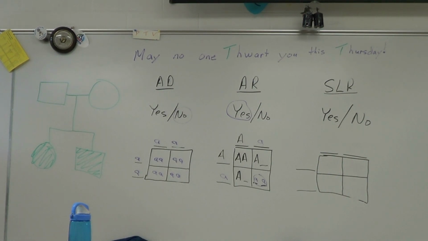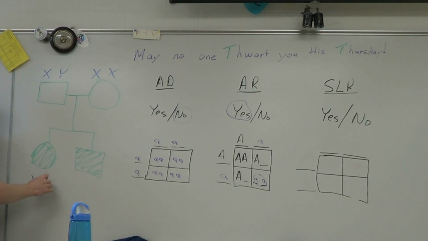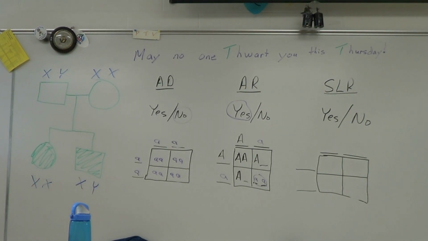Sex-linked recessive. Now do I care about X's and Y's? Yes, now I care about X's and Y's. So square is an XX or an XY? XY. Circles are? XX. Whether they're shaded or not shaded, that's what our sex chromosomes need to look like. Now, where is the allele? On the X chromosome or the Y chromosome? At least the ones we're looking at are only on the X chromosome.